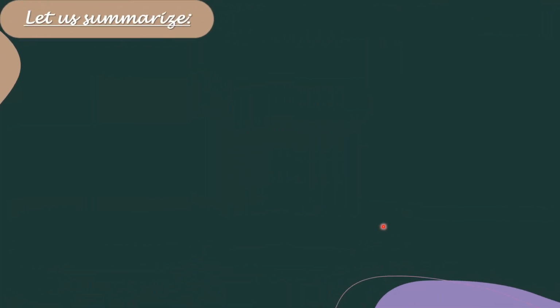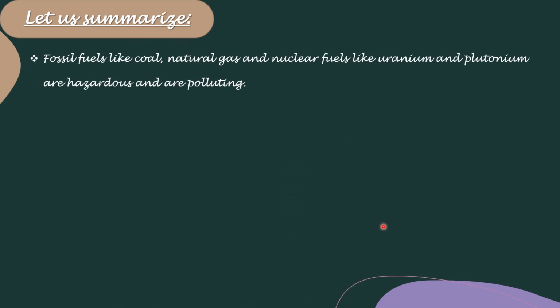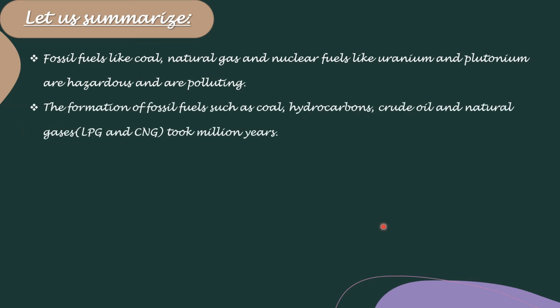So students, this was the end of module 3. Now let us summarize what we have studied. So we studied that the fossil fuels like coal, natural gas and nuclear fuels like uranium and plutonium are hazardous and are polluting. Then the formation of fossil fuels such as coal, hydrocarbons, crude oil and natural gases like LPG and CNG took million years.